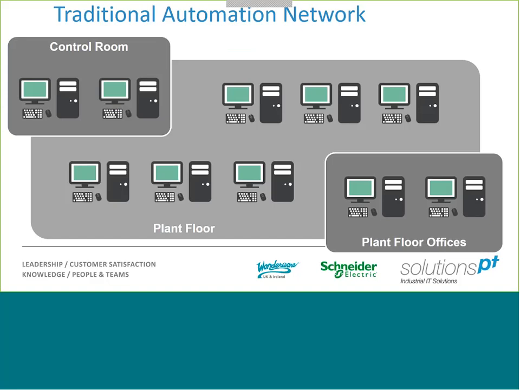So to give you a visual representation of what it does here, we've got a traditional automation network. So we've got a control room there with a couple of PCs in it, a plant floor with some more PCs in it, and then some offices. So each of these machines has a monitor and a keyboard and a mouse. And what's on those PCs is an operating system in each instance. So that's an operating system that you're going to have to patch and manage, make sure that it's got the latest security patches on there.